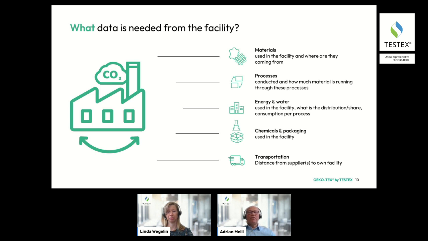Then also the energy and water. This is the main part actually for all the facilities which are interested in that part mainly. And then we have the chemicals and packaging, where the packaging comes for all facilities and the chemicals mainly for the wet facilities. And transportation, last but not least, is part of it as well, to be given in kilometers distance from suppliers to the facility. So these 5 parts of data need to be entered.